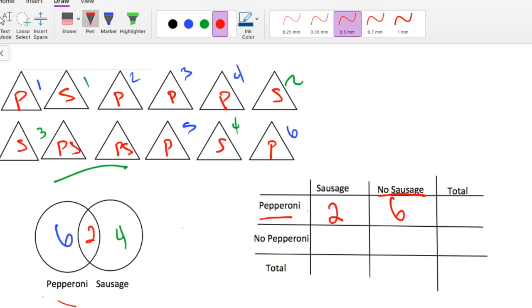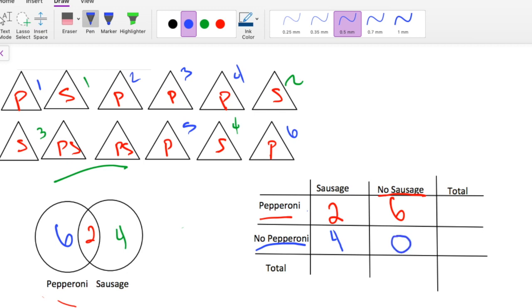All right, now we move on to the next row. Where do we see no pepperoni and sausage? All right, so this is pepperoni and sausage. So no pepperoni, it looks like there's a 4 here. All right, and then in the next square, it's no pepperoni and no sausage. And there's nowhere that we have no pepperoni and no sausage on here because this one's pepperoni, this one's sausage, and this one's both. So that's going to be a 0, and that's perfectly okay if you get a 0 as long as that 0 is accurate.